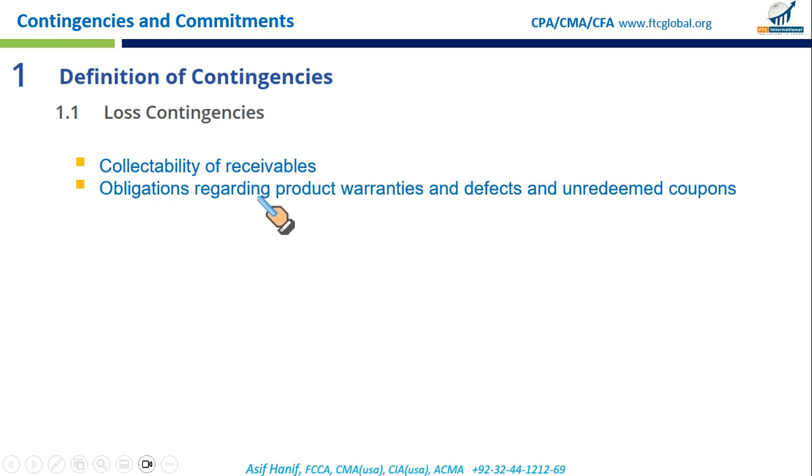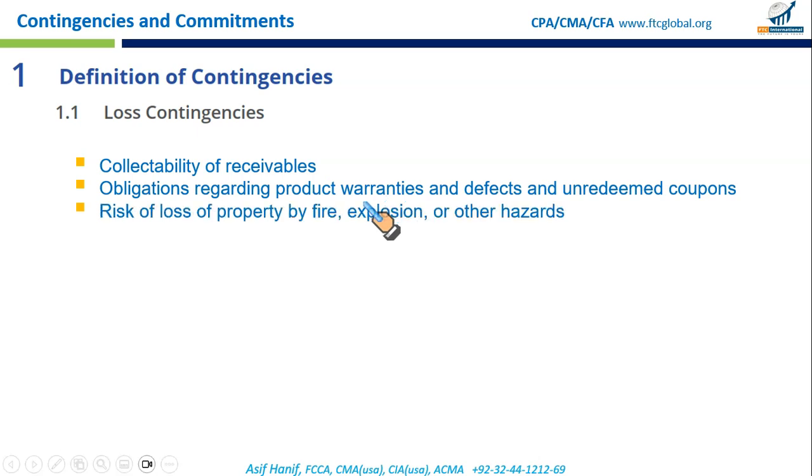Similarly, obligations regarding product warranties. We have sold goods against which we are most likely to pay $50,000 in warranty cost, right? So this probable loss under warranties is a loss contingency. Risk of loss of property by fire, explosion, or other hazards. Yes, a factory might incur losses from fire if it's not insured.